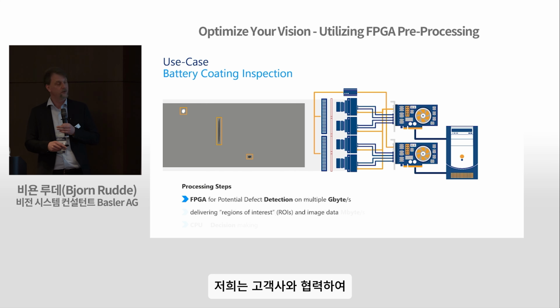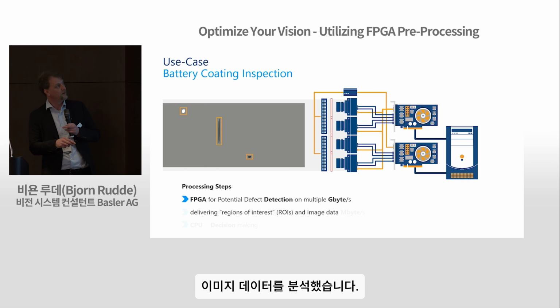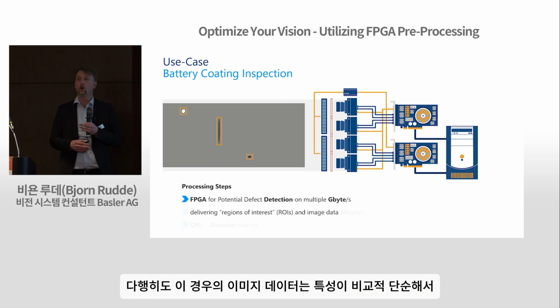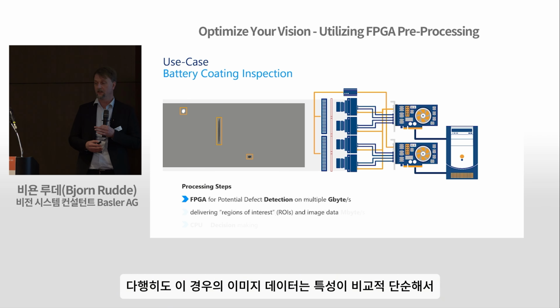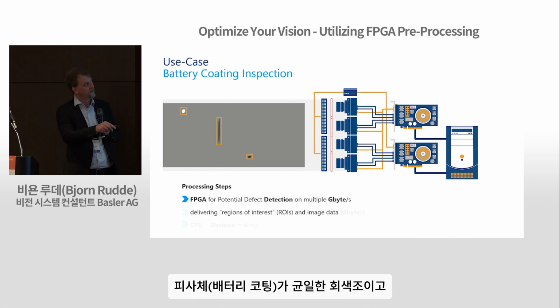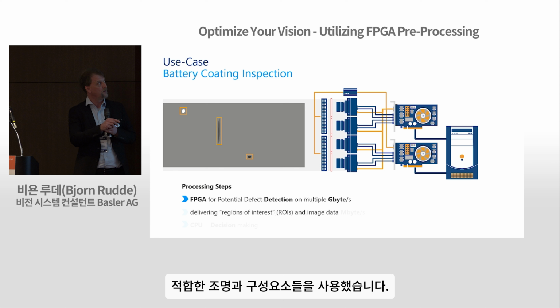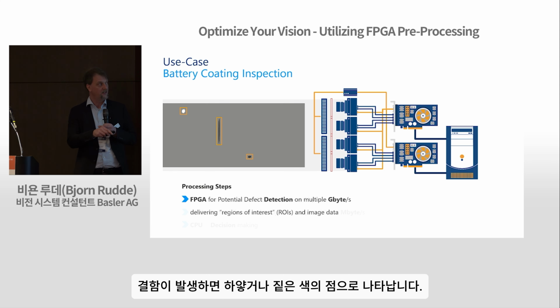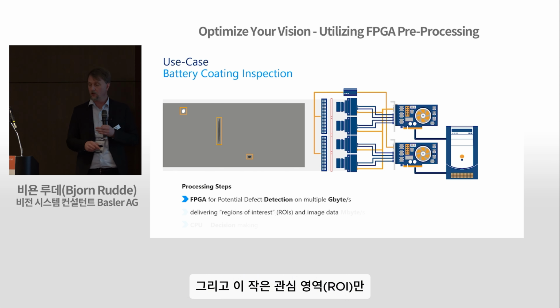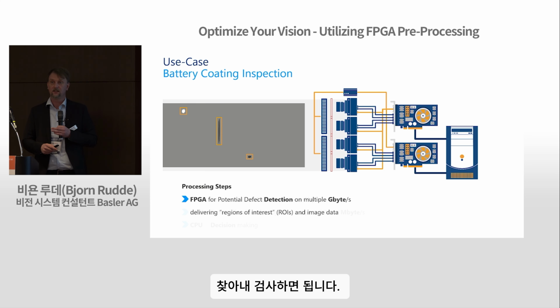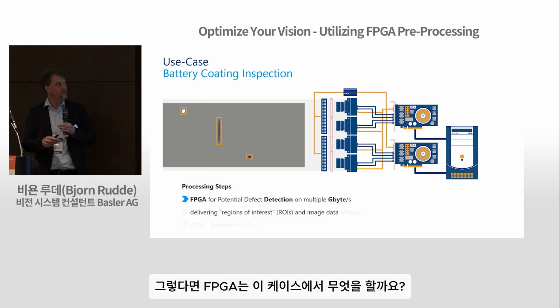So together with the customers, we looked into the image data. It's very cooperative image data in this case. So it's very gray material, and defects, when you use the correct lighting and everything, become white or a little bit darker. And only these small regions of interest need to get inspected. So what does the FPGA do in this case?